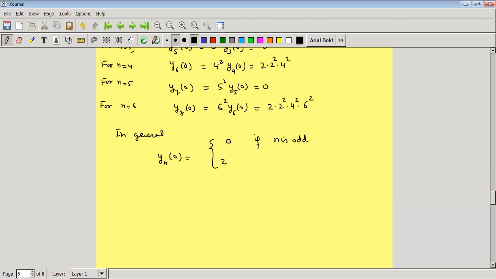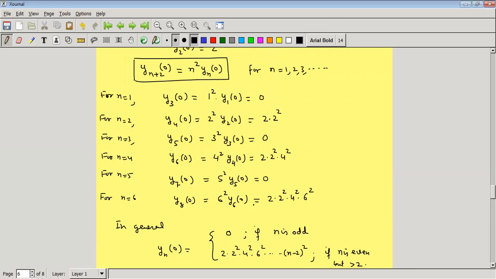So we can write 2 into 2 square, 4 square, into 6 square, into so on, into n minus 2 whole square. This result is applicable if n is even but greater than 2. Because for y2(0) we can write y2(0) is equal to 2, and y(0) is equal to 0.